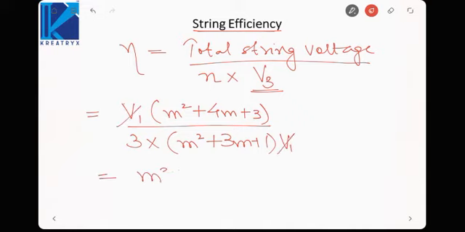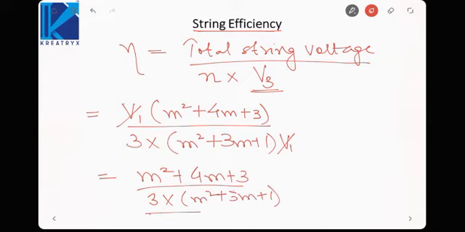So if you see, string efficiency is entirely dependent on the value of M and it does not depend on the value of voltage. Okay, so that is the beauty of this string efficiency. No matter whatever voltage you are using, string efficiency will always be dependent on the number of discs that you are using and the ratio of shunt to the mutual capacitance. That will define your string efficiency. So even if you increase the conductor voltage, it will not affect your string efficiency.